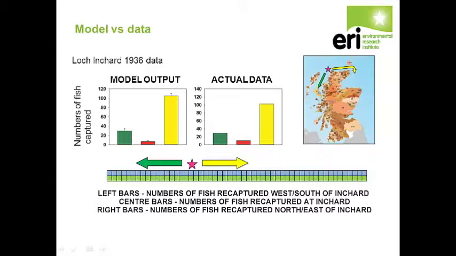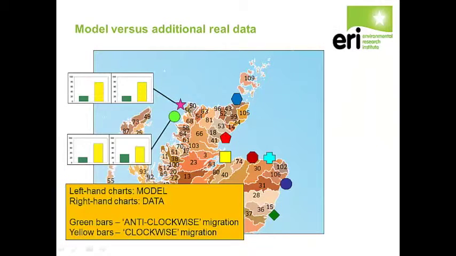Okay. So I'm going to come on and show a few more results from comparing the model data with a range of tagging experiments. From now on I'm going to leave out the red bar because recaptures of fish in the same location that they were tagged don't tell us very much about their movements. So again, the green bars are fish moving left along the model world, or anti-clockwise around Scotland, while the yellow bars are fish moving right in the model world, or clockwise around Scotland. And in all cases, the left-hand charts are the model data and the right-hand charts are the actual tagging study results. For these two studies on the northwest coast of Scotland, you can see again a reasonable correspondence between the proportions of fish moving in either direction.